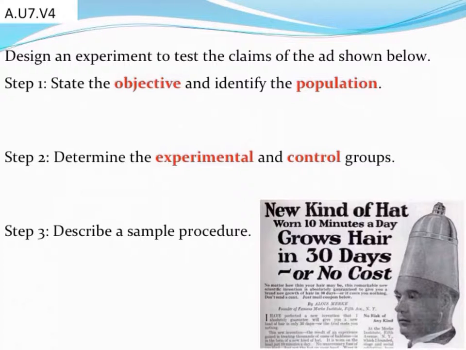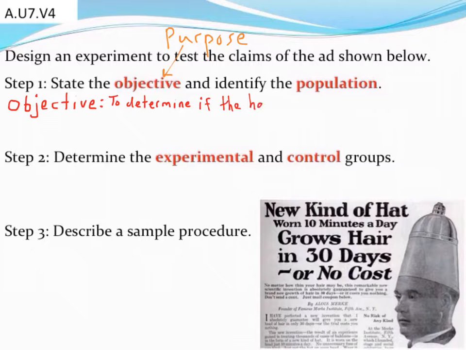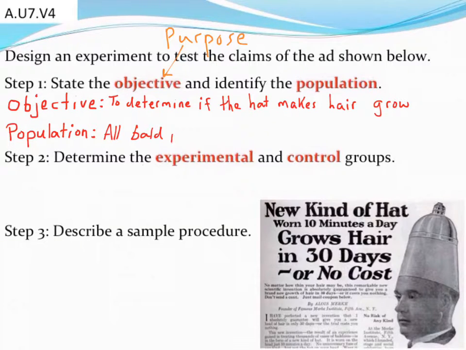So step one, we're going to say state the objective and identify the population. So objective is just a fancy way to say what's the purpose of your experiment. And then remember, population is what's the group of people you're looking at studying. So I've gone ahead and done that part already. I'm going to say my objective is, well, what's my purpose? Let's figure out if this hat actually makes your hair grow or regrow. My population, I'll say, is probably going to be all bald people or all people that are losing their hair.